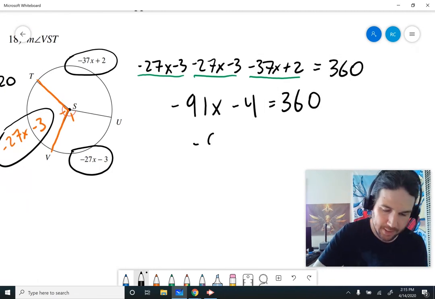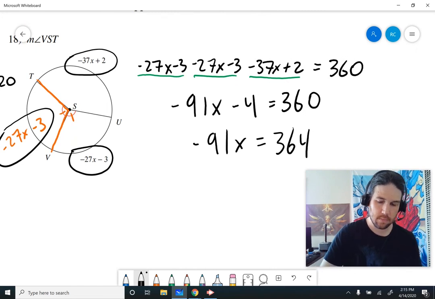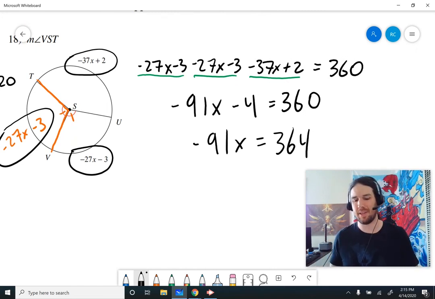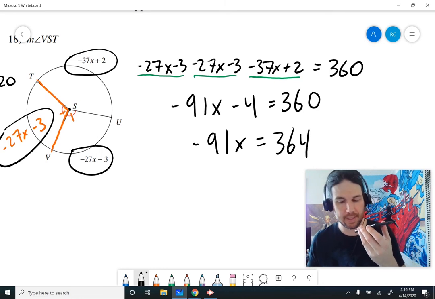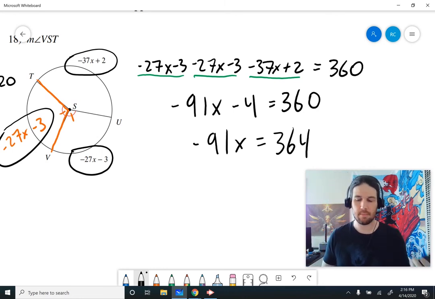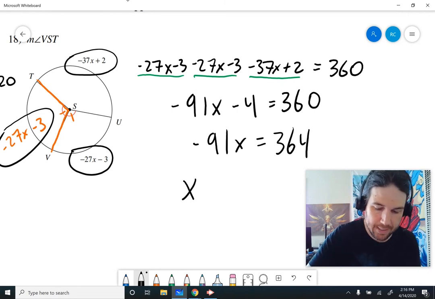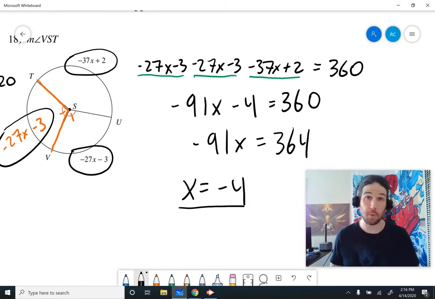Add 4 to both sides. I think it's going to be 4. Hey Google, what is 364 divided by 91? The answer is 4. Yeah, that's what I thought. So we get x equals negative 4, which is nice, but not what we were looking for.